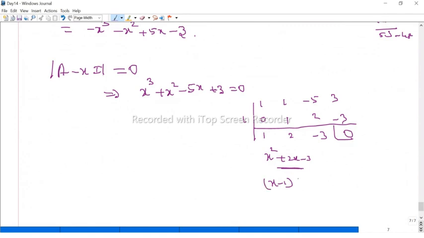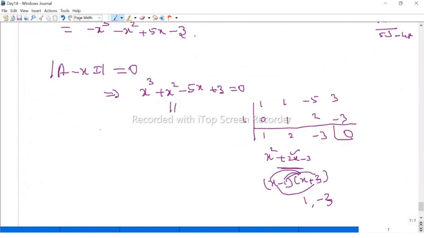So therefore, you can write x minus 1 into x plus 2, we get this. Because that means the roots are 1 and minus 2. No, I did some, okay, sorry, a 3 will come, right? 3. Correct? Because x into x square, this is plus 3x minus x, we get 2x, and then 1 into 3 is minus 3. Okay, correct.